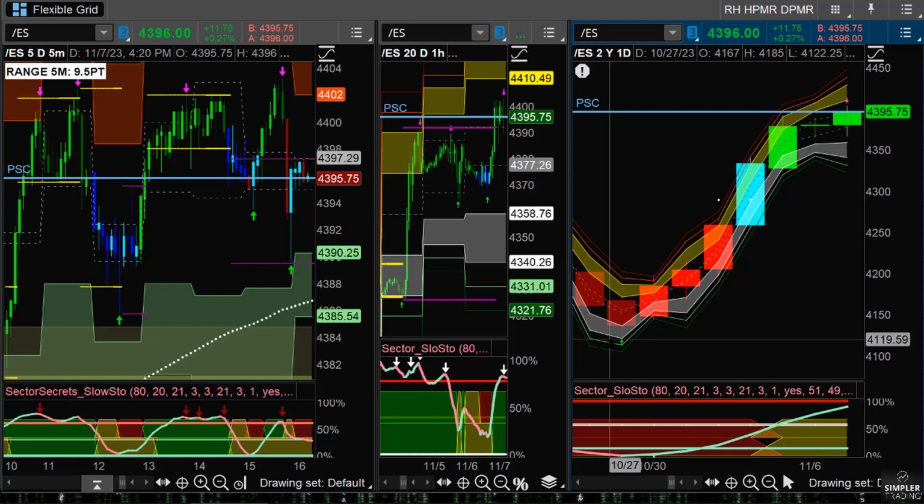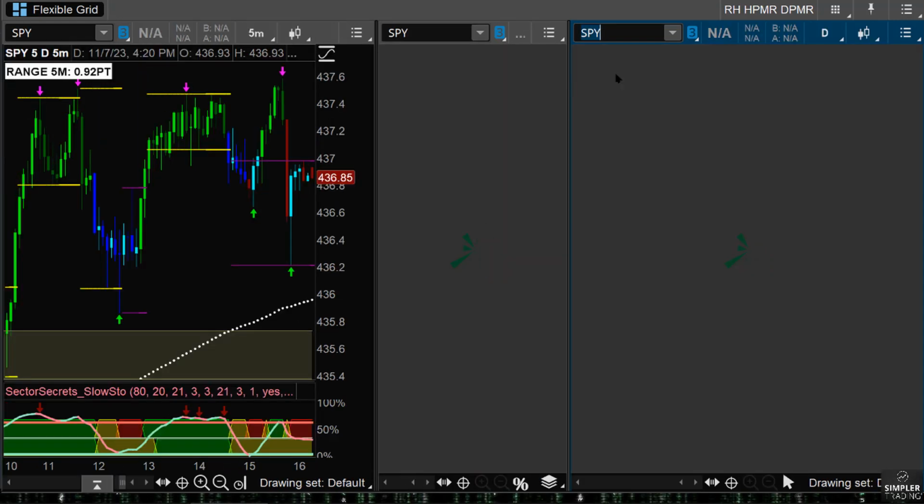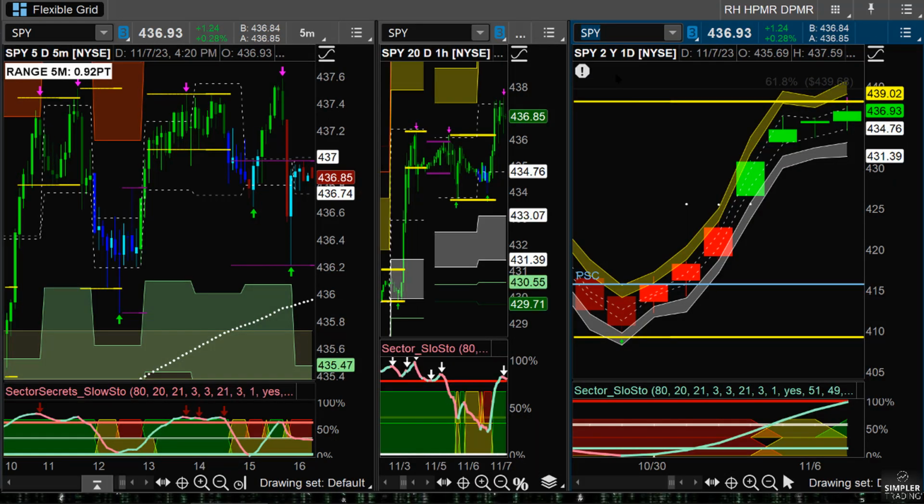So you might say, okay, Rog, how does this map to the SPY? This is the ETF alternative of the S&P.